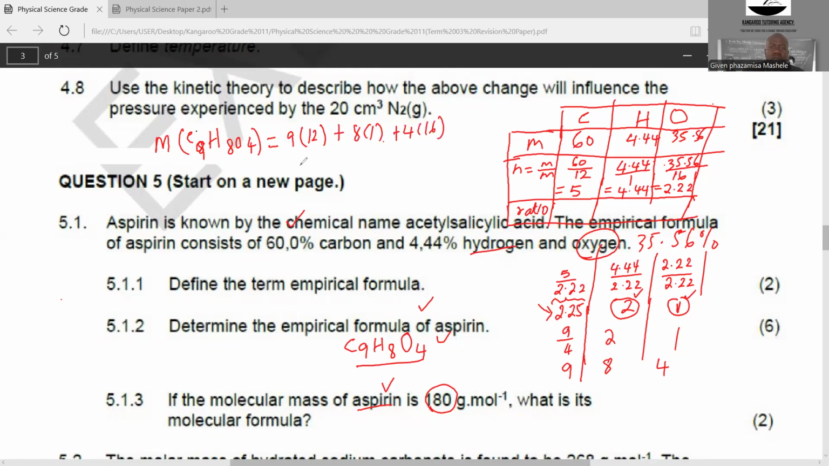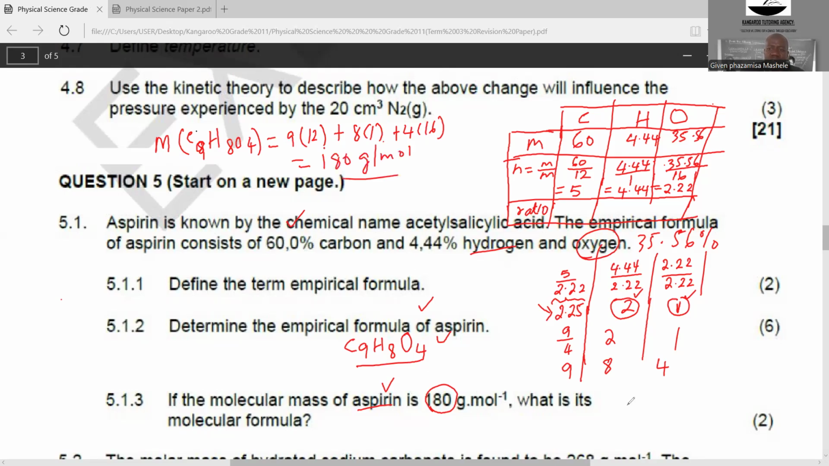And what is the molecular mass of the empirical formula of aspirin? It's 9 multiplied by 12 plus 8 multiplied by 1 plus 4 multiplied by 16. So this gives us the molecular mass of 180 grams per mole. This is for an aspirin.